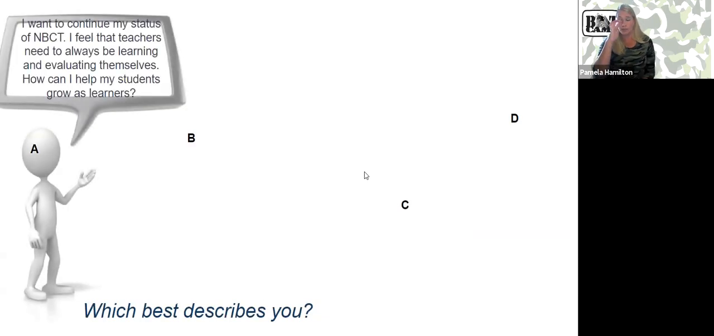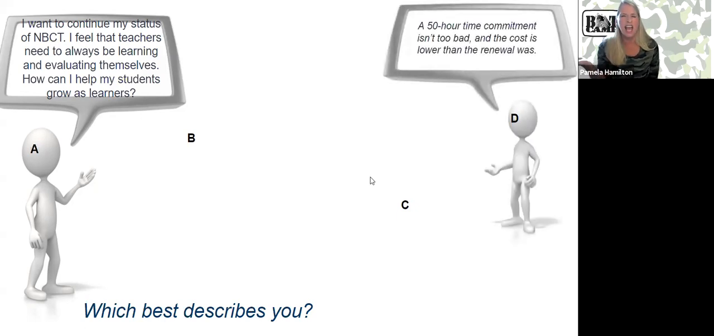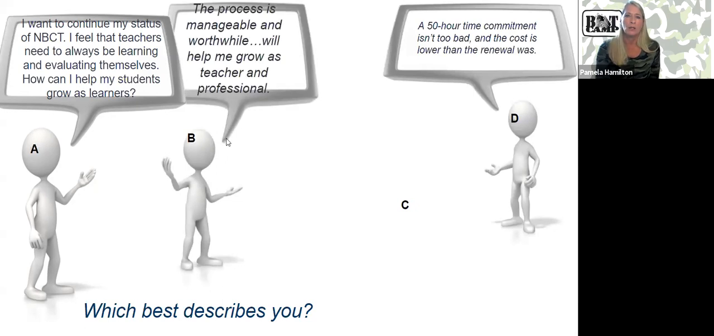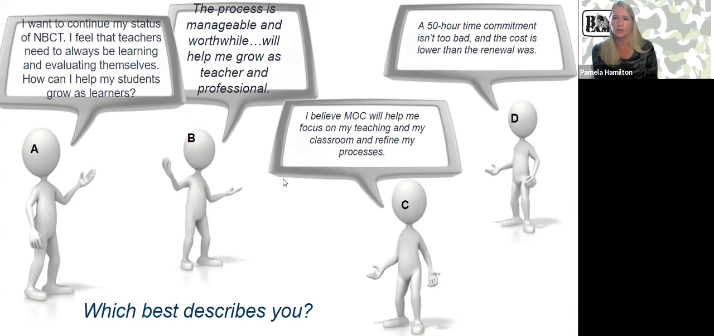So look at these terms, and in the chat box, I'm going to ask you to do something. Which of these best describes you? Are you A, you want to continue your status as an NBCT because you feel like teachers need to always be learning and evaluating themselves, and how can you help your students grow as learners if you're not growing as a learner? Or maybe D, a 50-hour commitment isn't too bad and the cost is lower, so you see it as more achievable. Could you be B, where it will help you grow as a teacher or a professional? Or is it C, that you believe the maintenance certificate will help you focus on your teaching in your classroom and refine your process? Which one of these best speaks to you? In the chat box, tell me, are you an A, a B, a C, or a D?